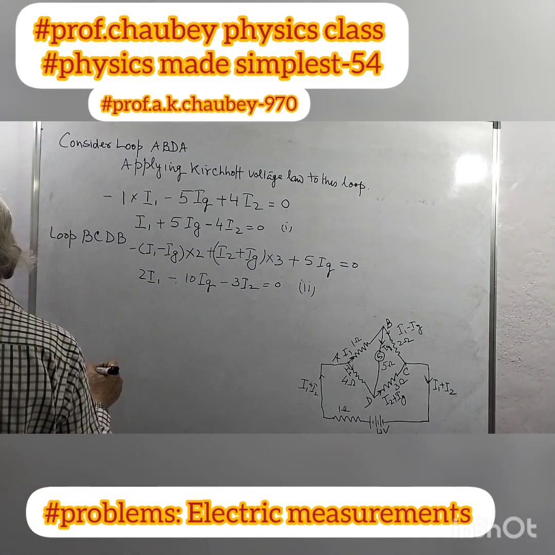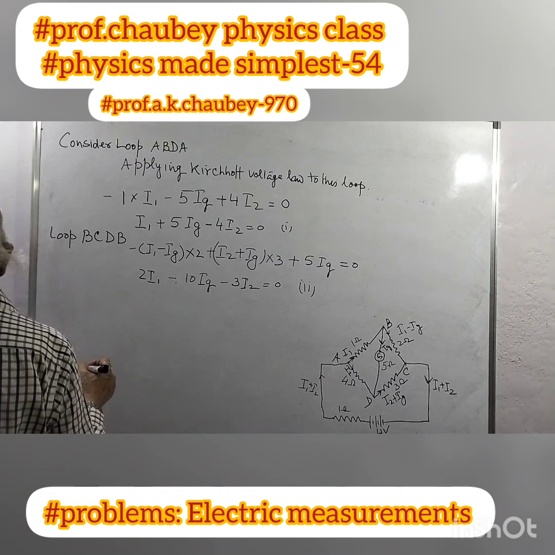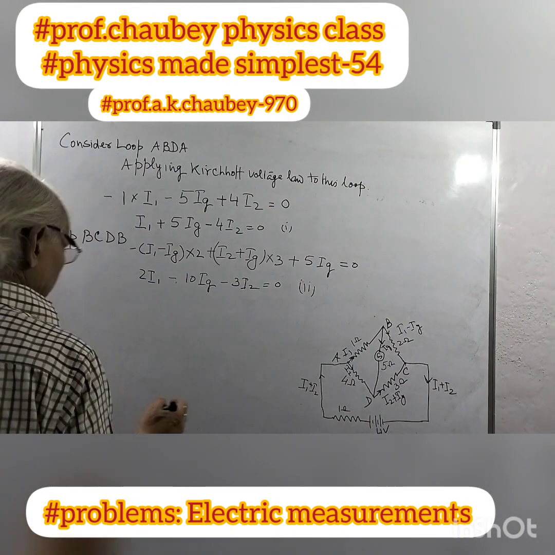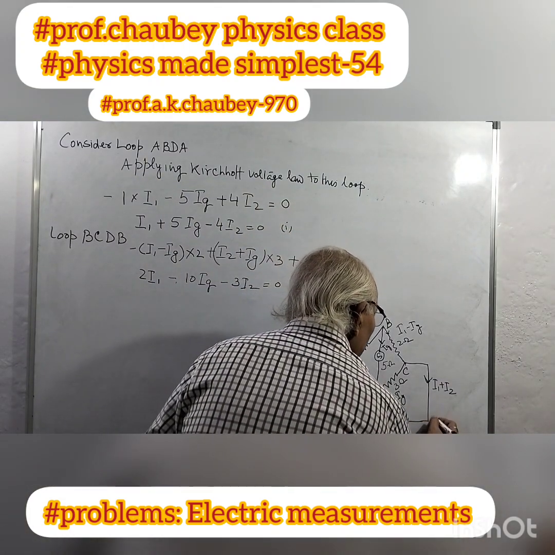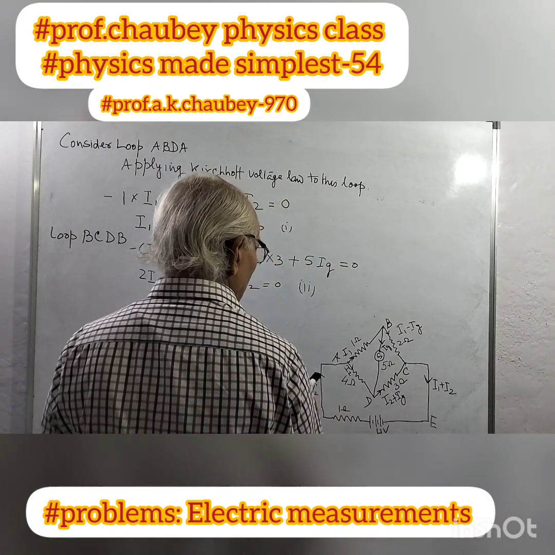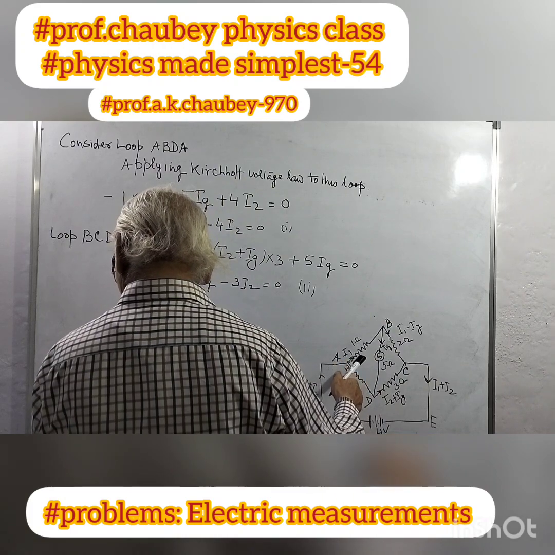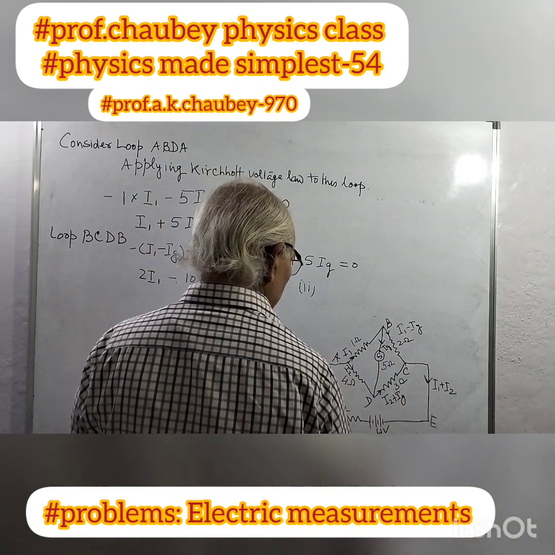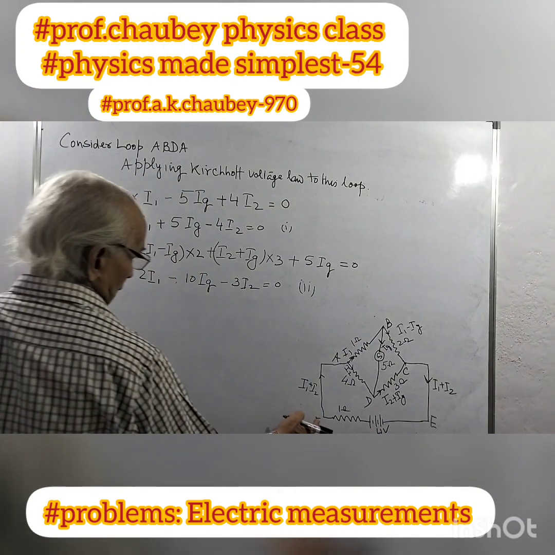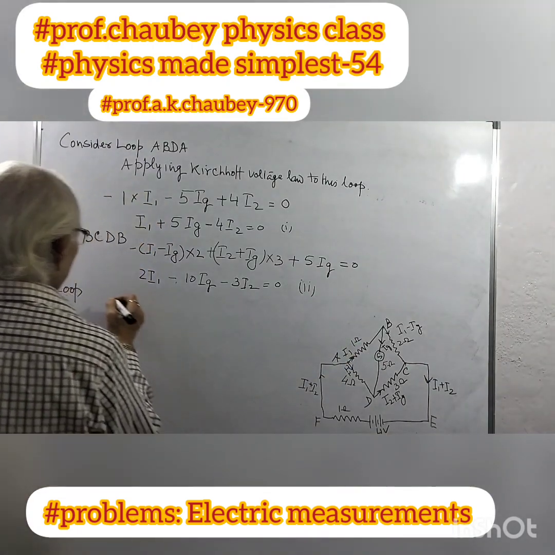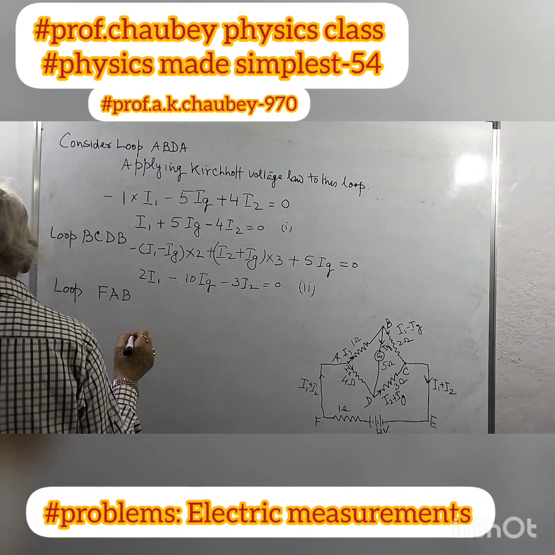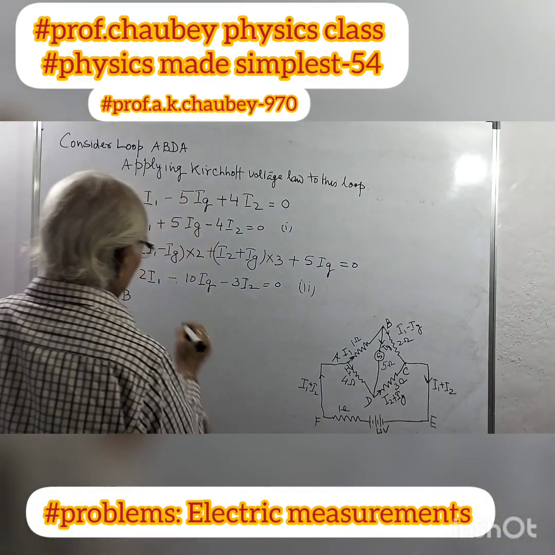Now loop FAB. Loop F, this point we have F and E. This is the E, this is the F. F, A, B, C, E, F. This is the loop I have applied. Loop F, A, B, C, E, F.